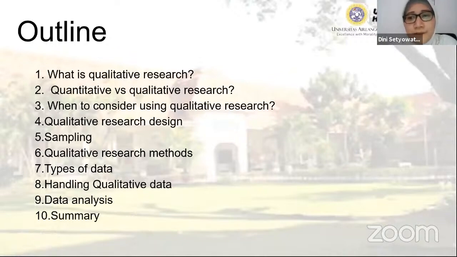So for today's presentation, I will start with what qualitative research is. Then I will briefly show you some differences between quantitative and qualitative research and when we should consider using qualitative research. I will also provide an overview of qualitative research design, sampling and methods, as well as types of data obtained in qualitative research. Lastly, I will briefly talk about how to handle qualitative data and data analysis.